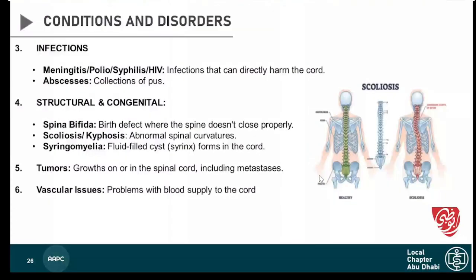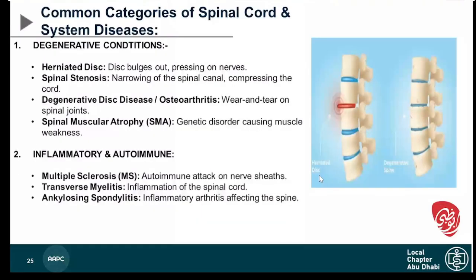Okay, so what is a degenerative condition? Degenerative conditions usually occur due to wear and tear, or due to old age. This degeneration may happen to the disc or vertebrae, and this will cause degenerative conditions. For example, herniated disc, spinal stenosis, degenerative disc disease or osteoarthritis, spinal muscular atrophy. These all come under degenerative conditions.